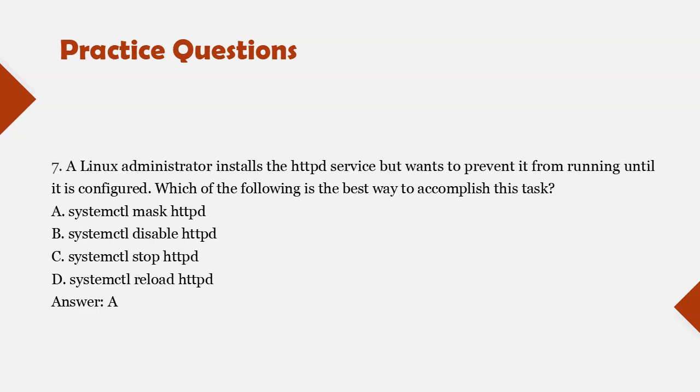7. A Linux administrator installs the httpd service but wants to prevent it from running until it is configured. Which of the following is the best way to accomplish this task? A. systemctl mask httpd. B. systemctl disable httpd. C. systemctl stop httpd. D. systemctl reload httpd. Answer A.